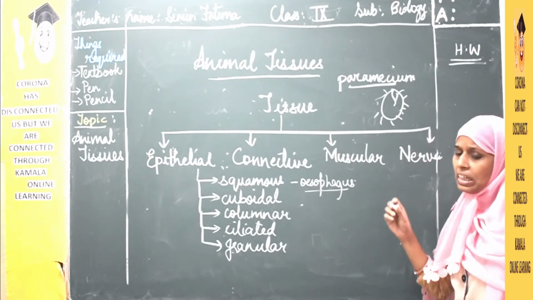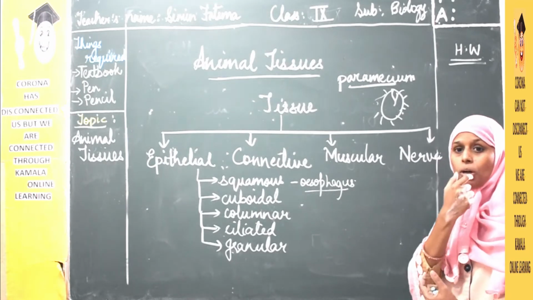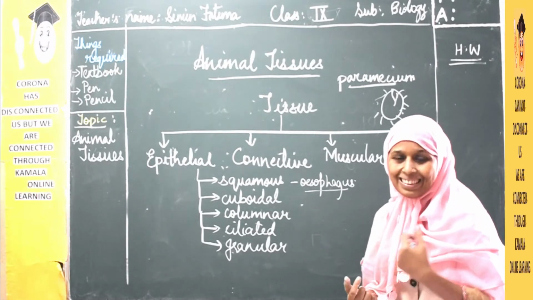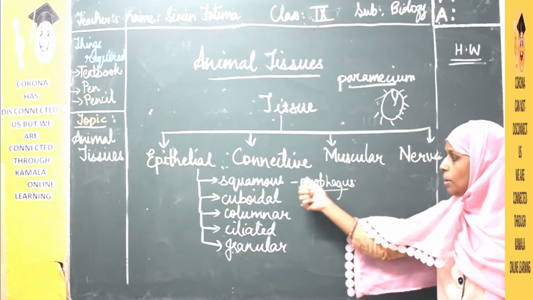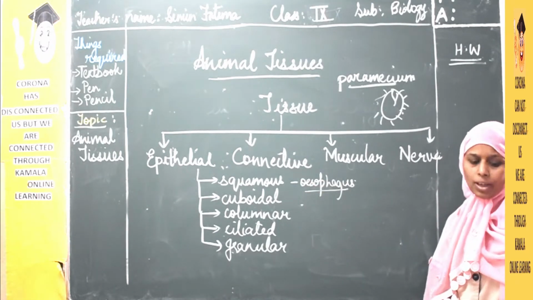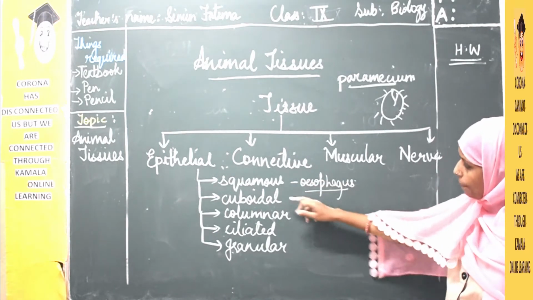It will be present in the inner lining of the mouth. When you open your mouth, you will see a skin over there. That part contains this squamous epithelial tissue. Okay. Another one is cuboidal epithelial tissue.